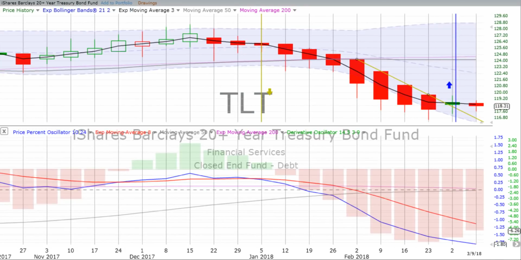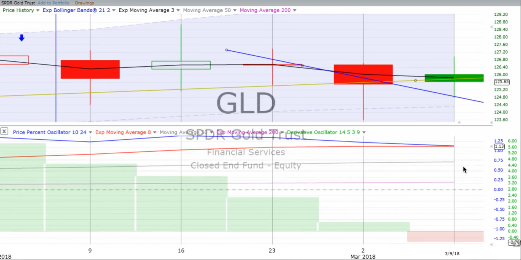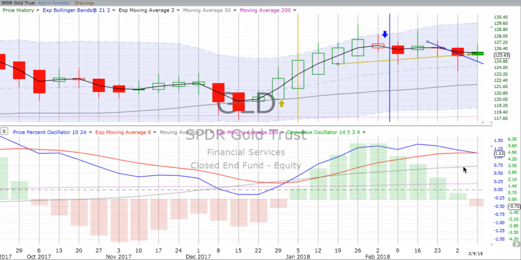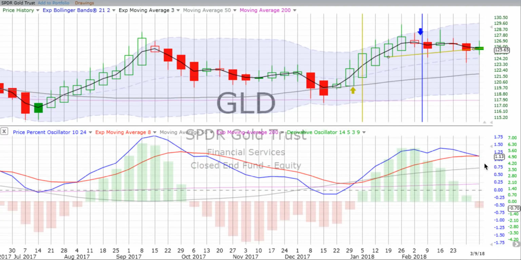Lastly, we have for you gold. What's gold doing? It is awfully close to a crossover going down, but we are not going to call it that. It just has not really happened. It may happen over the course of this next week. We may call it this next Friday. We shall just have to wait and see what we see. But we're not going to make that call right now.